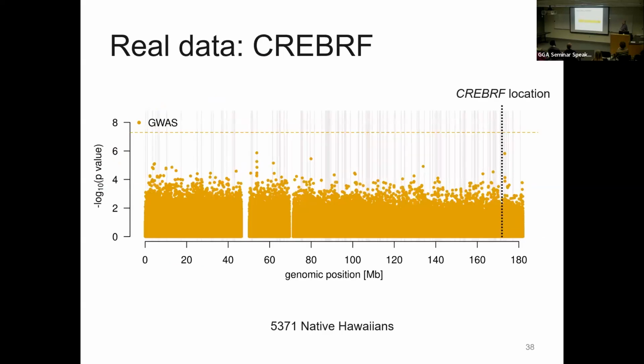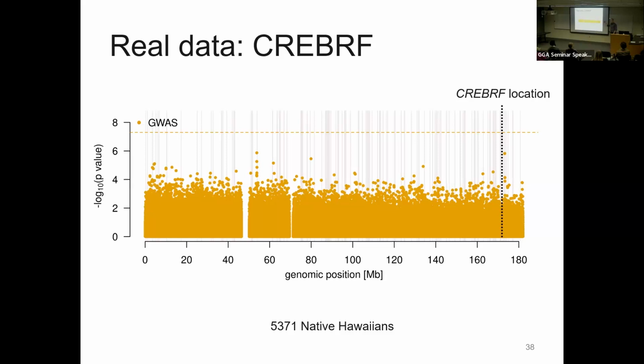And so we replicated this result. This is 5,000 Native Hawaiians from the Multiethnic Cohort, which is a cohort collected at USC, or by USC rather. So this is chromosome 5, I think I have that right. It's a chromosome 5 Manhattan plot for GWAS. This is where CREBRF is and where you should see a big peak.